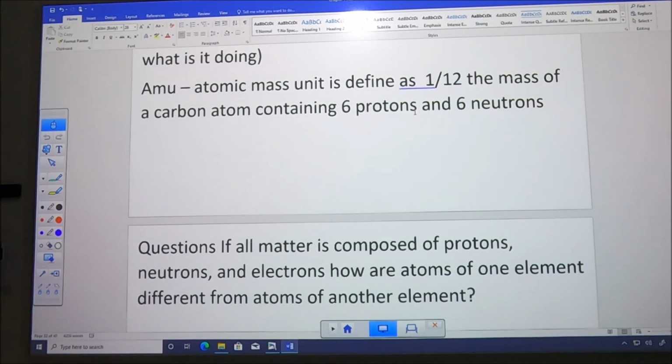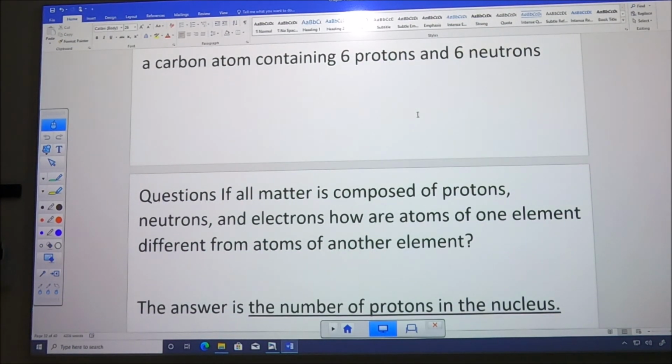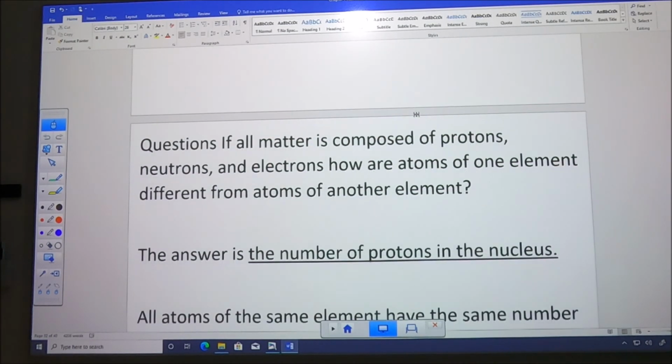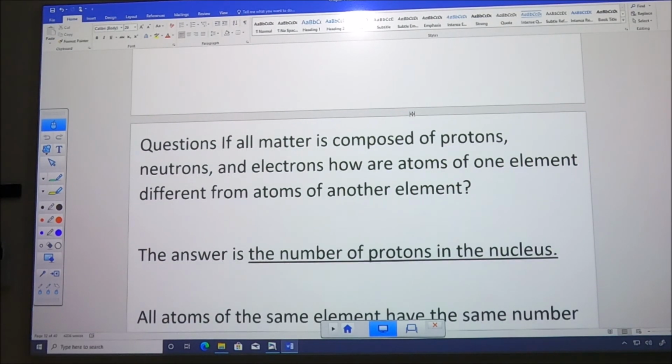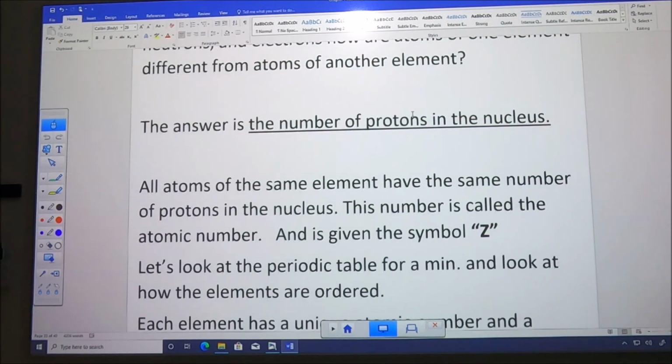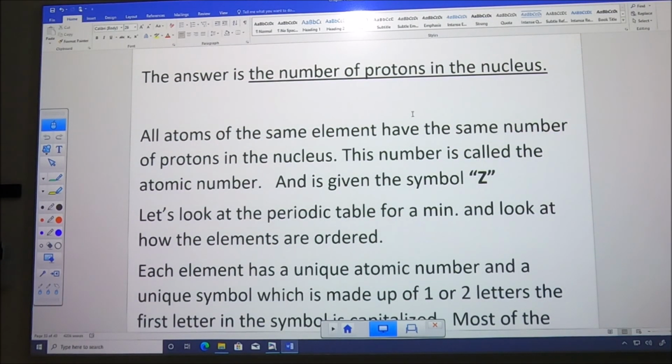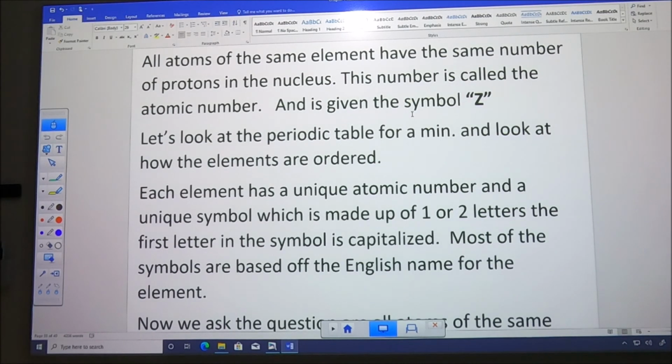So, the minute you learn one thing, it introduces new questions. So, question. If all matter is composed of protons, neutrons, and electrons, how are atoms of one element different from atoms of another element? Okay? The answer is the number of protons in the nucleus. All atoms of the same element have the same number of protons in the nucleus. We call this number the atomic number, and it's given the symbol Z.